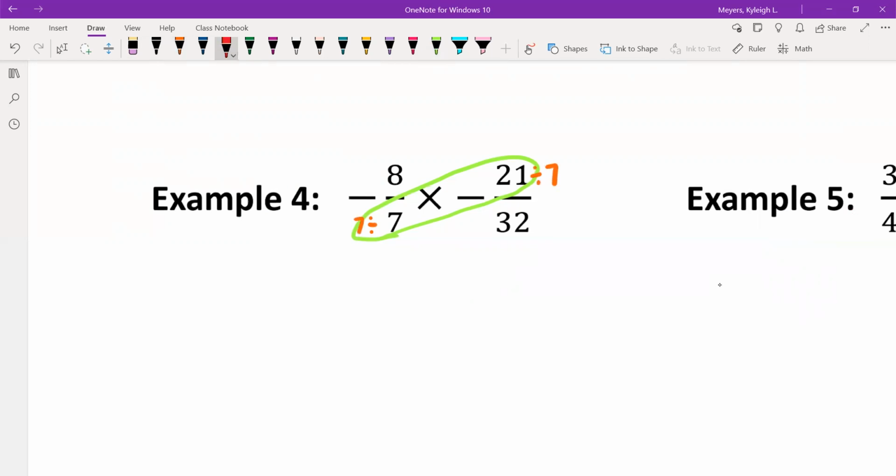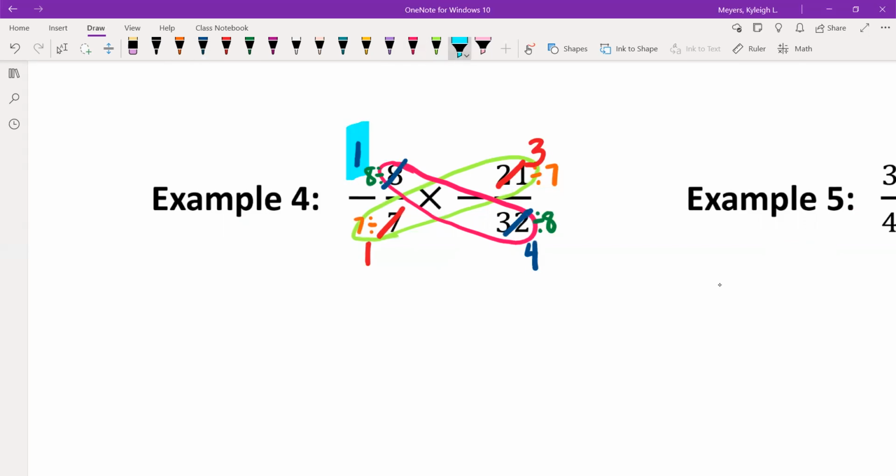And how we write that is we just cross off those numbers. And 7 divided by 7 is 1, so I'm going to put a 1 here. 21 divided by 7 is 3, so I'm going to put a 3 here. And then we have to look at our other diagonals, right? Our 8 and our 32. Is there a number I can divide both of them by? Hopefully you're thinking yes, 8. So then again, I cross them out. 8 divided by 8 is 1. 32 divided by 8 is 4.